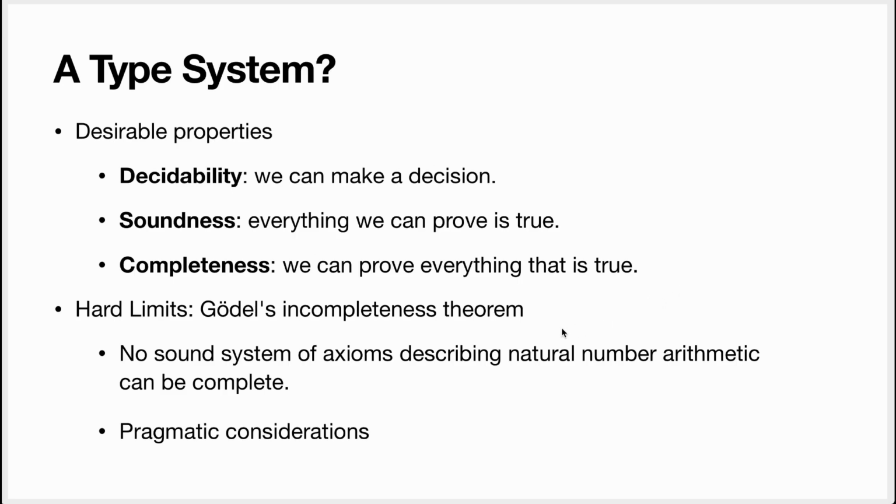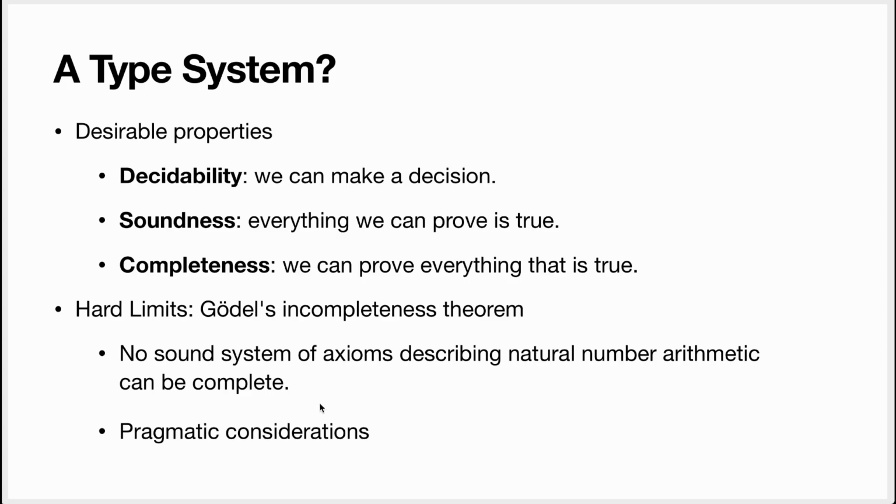We know from Gödel's incompleteness theorem that there is no sound system of axioms describing natural number arithmetic that can be complete. So natural number arithmetic, that's positive integers, and arithmetic means that we have multiplication and addition. That doesn't seem like too much to ask, and a sound system that describes that, so a system that only proves true things, cannot be complete, which means that there are statements about natural numbers that we cannot prove for any system. So this is one of the most earth-shattering results of mathematics.